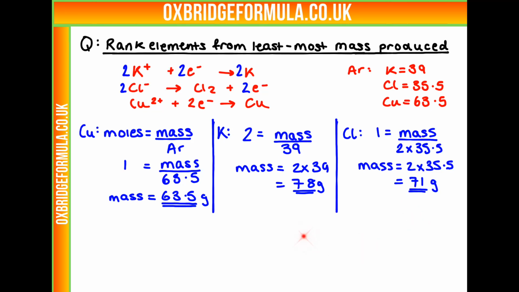And now we can rank them. So from least to most mass produced, our least mass is our copper there, our second is our chlorine, and our final is our potassium. So this is the order it goes in, which leads us to a final answer of C.